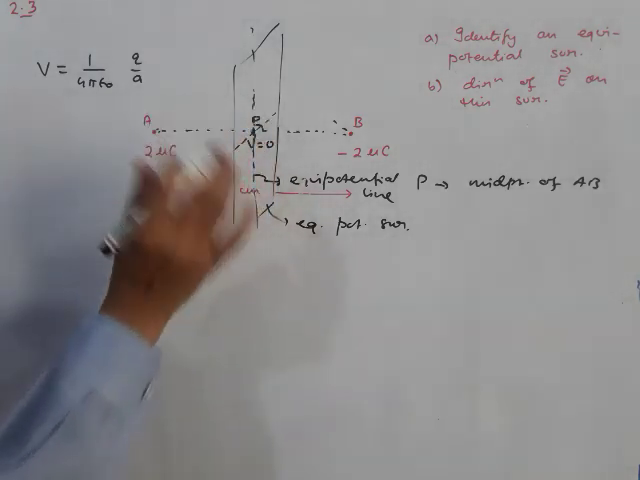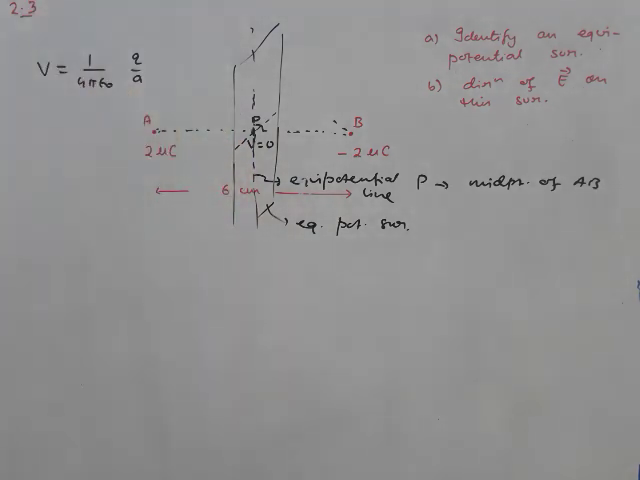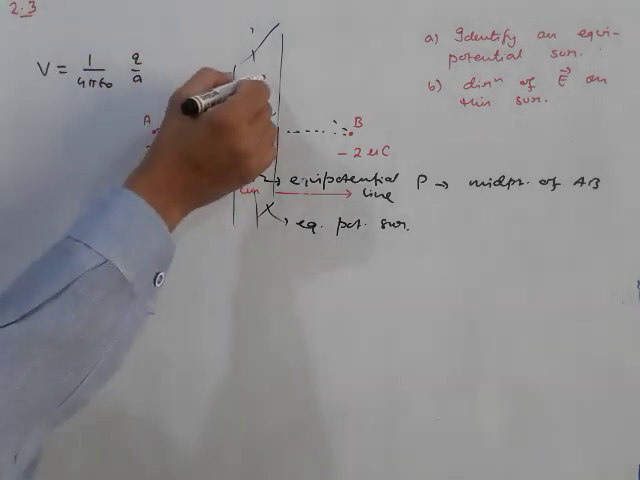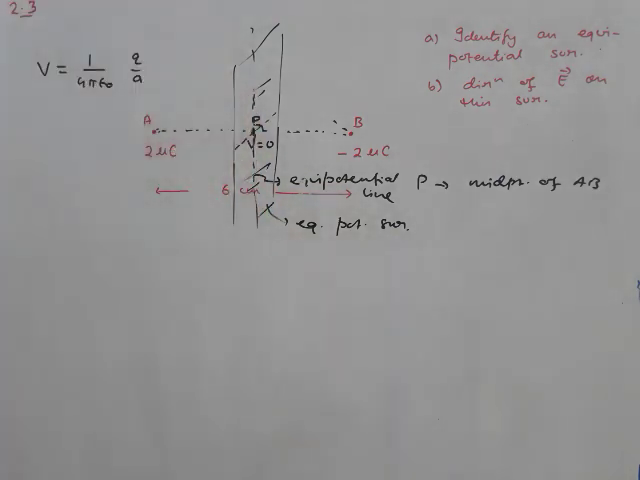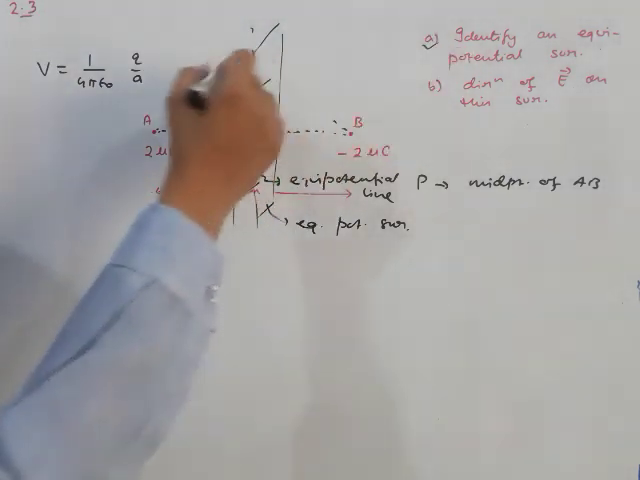Now probably you will have a 3D view. It's like this. This plane is like this, perpendicular to AB. Okay. So the answer to part A we have discussed.